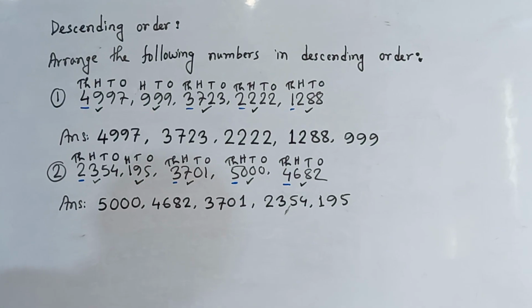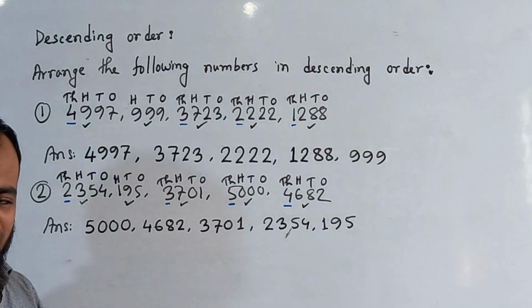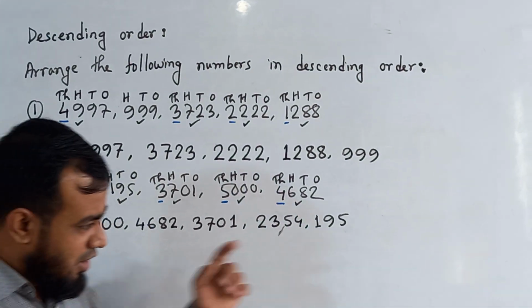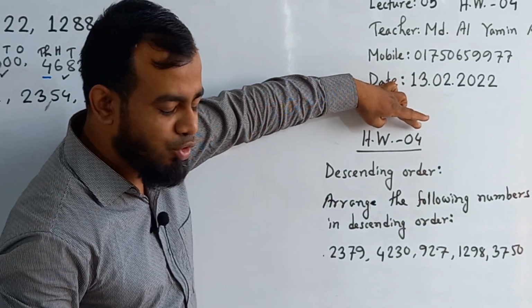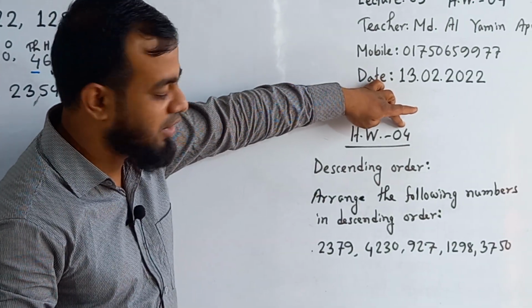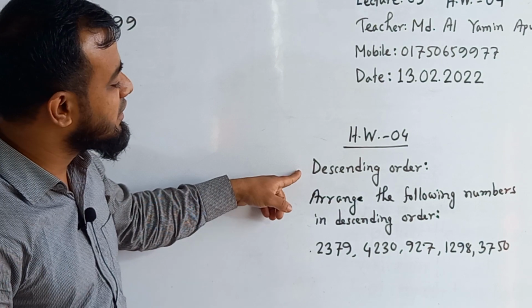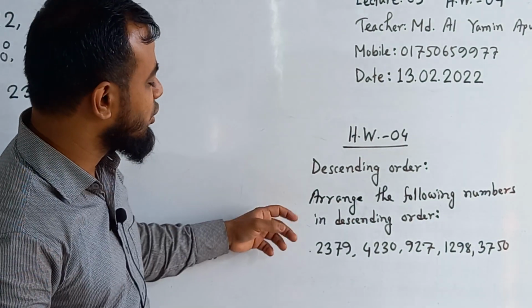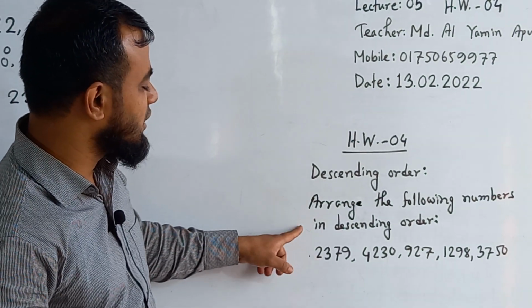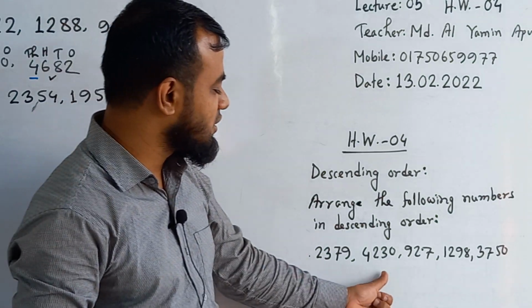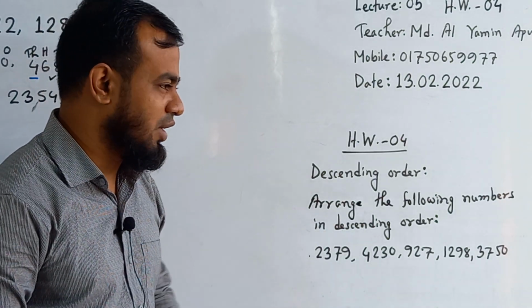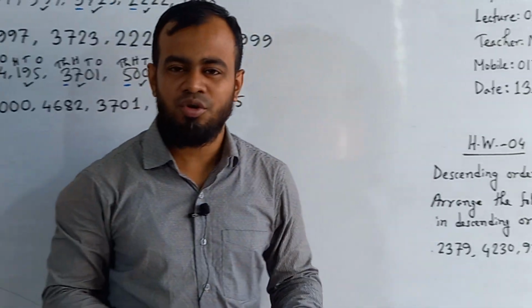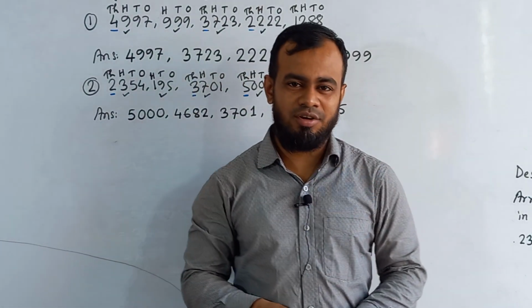Students, I hope you have understood how to arrange the numbers from greater to smaller. You have a homework. Your homework number is 4. Please mention the homework number in your assigned HW copy in the left upper corner. Then the topic is descending order. Write it down also. The question is: arrange the following numbers in descending order. These 5 numbers you need to arrange in descending order. This means from greater to smaller. I hope, dear students, you have understood how to arrange in descending order.